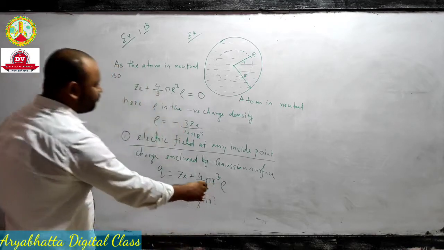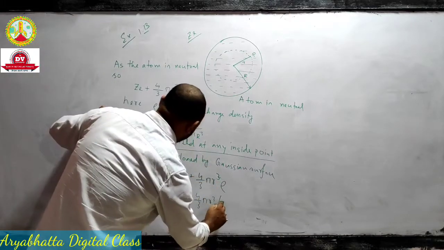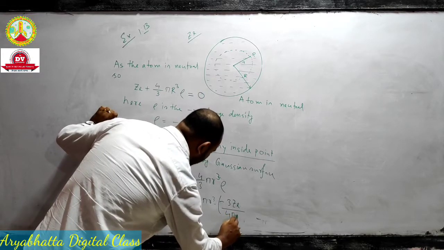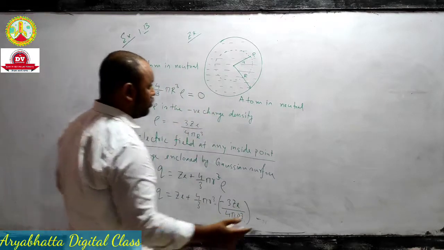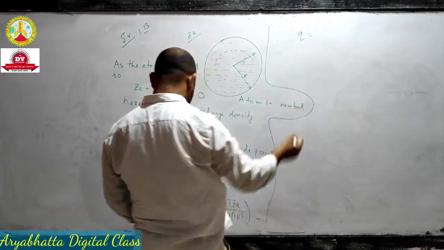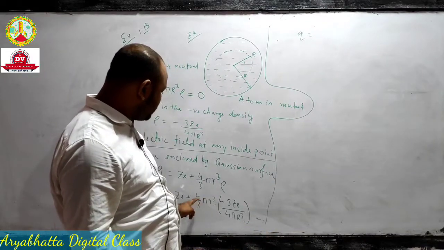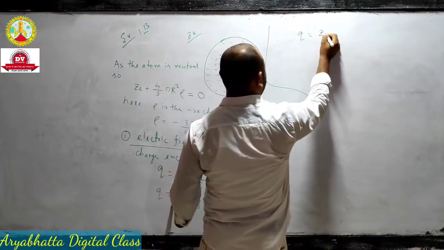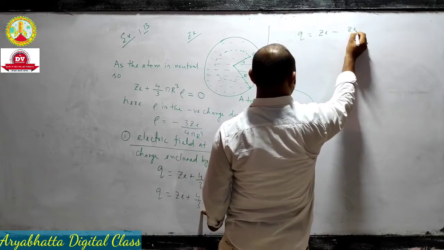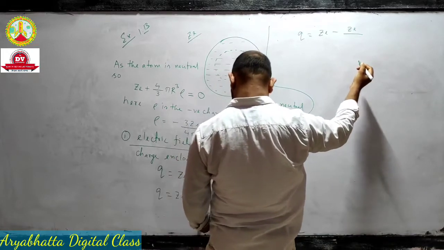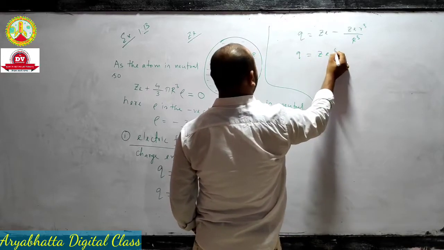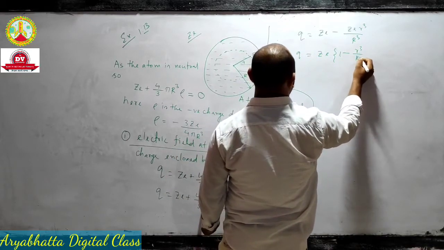r cube. In place of rho, what we can write? It is minus ZE divided by 4/3 pi R cube. Okay, or it will be charge enclosed by Gaussian surface. Here 3 will cancel, 4 pi will cancel, so it will be ZE minus ZE divided by R cube times r cube. Okay, or if you take ZE as common, so 1 minus r cube by capital R cube.